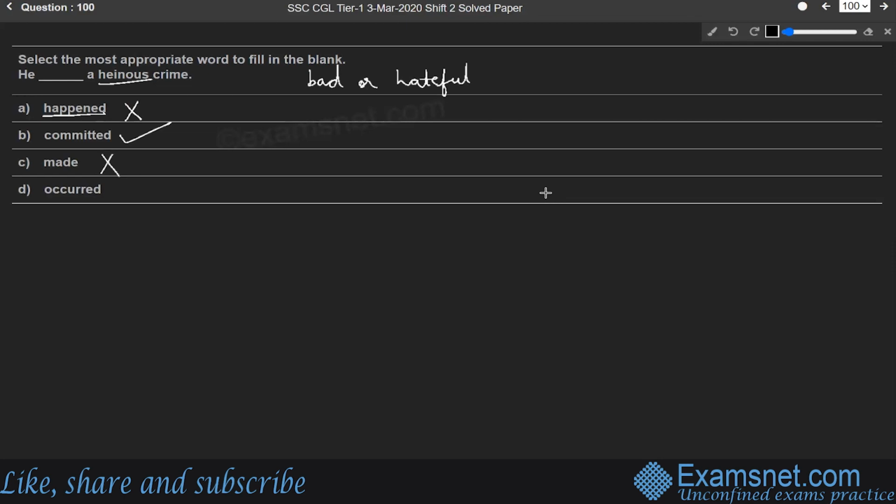And the last option is occurred. Occurred means something that occurs on its own. We know that a crime is not something that occurs on its own. A crime is something that can be committed. So the last option is also incorrect here. So the correct word is committed. Committed means someone is willing to give all the time and energy to do something, so a crime can be committed here. After putting the word in the blank, the final sentence will be: "He committed a heinous crime." So the correct option for this question will be option B, that is committed. I hope you are clear with all the questions, and keep learning more and keep scoring high.